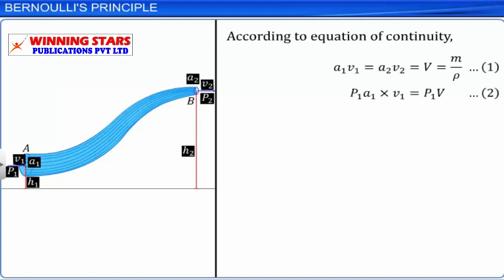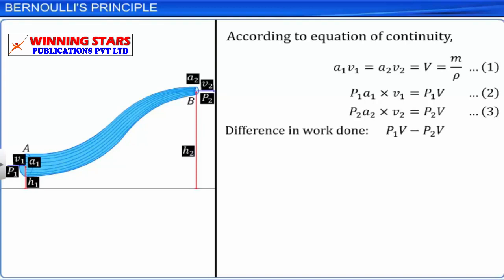Similarly, the work done per second on the liquid element against the force due to pressure at B is expressed as P2A2 into V2 is equal to P2V. Let this be equation 3. The difference in the work done on the liquid element in moving from A to B is expressed as P1V minus P2V. Let this be equation 4. This difference in the work done is equal to the total change in the mechanical energy of the element.